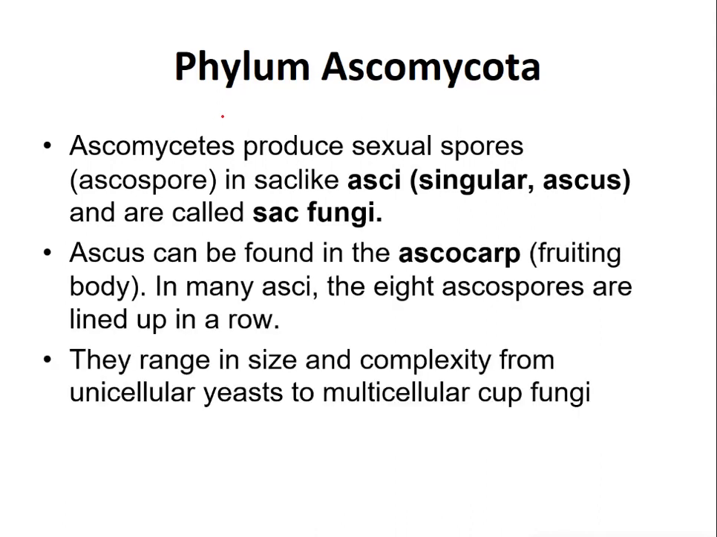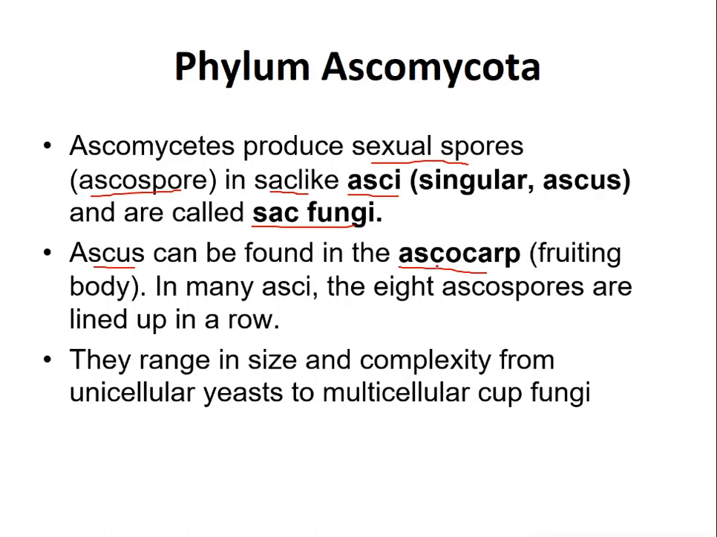The fungi in this phylum we call ascomycetes. So ascomycetes produce a sexual spore that we call ascospore. The ascospore is found in a sac-like structure called asci or ascus. That's why these fungi are known as sac fungi. Asci can be found in ascocarp. So in other words, in ascocarp you can find ascus or asci, and in asci you will find ascospores.